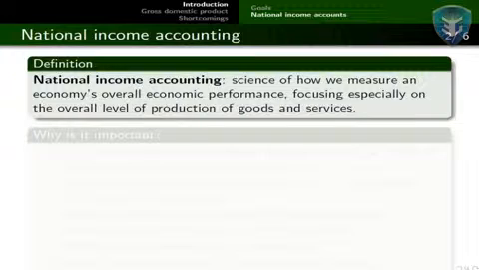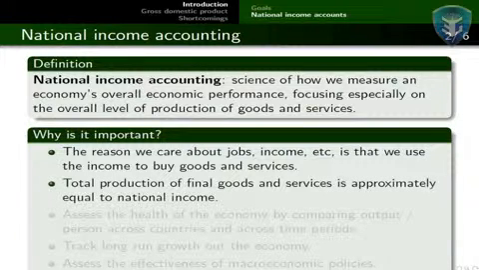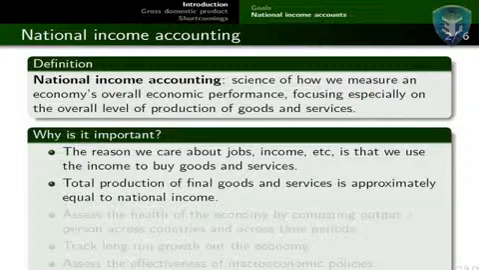National income accounting is the science of how we measure an economy's overall economic performance, focusing especially on the overall level of production of goods and services. Why is this important? Well, the reason we care about jobs, income, etc. is that we use the income to buy goods and services. Total production of final goods and services is approximately equal to national income.